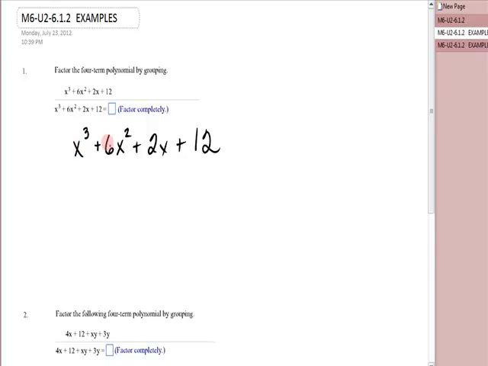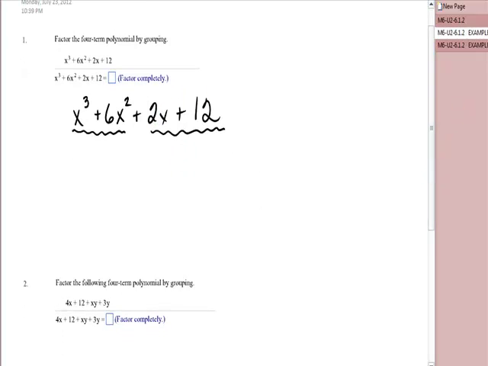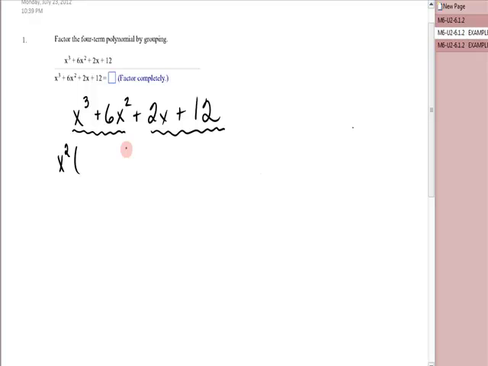But I have 1, 2, 3, 4 terms, and I notice that if I look at this as a group and this as a group, look just at the first group. Yes, those have a GCF. Look just at the second group. Those have a GCF. So I'm going to work on this problem almost in pieces. Let's look at the first group. If this were missing and we looked only up here, we would see a common x, in fact, a common x squared. So I could factor x squared out of this group, which means divide it out.